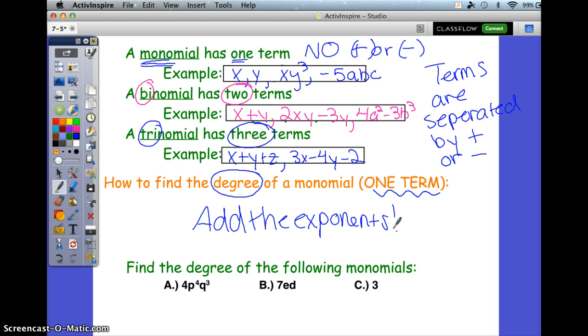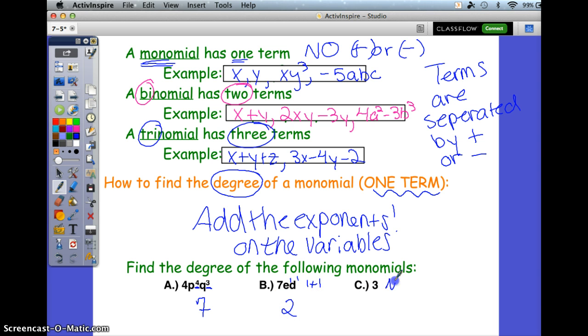So for instance, if you look at letter A, it says find the degree of the monomial. If you look, you want to add up all your exponents. So you have 4 and 3. Those are your 2 exponents, so you have a degree of 7. E and D, they both have an exponent of 1. You only add the exponents on the variables. I'm going to add that in there so you don't get confused. So 1 plus 1 is 2.